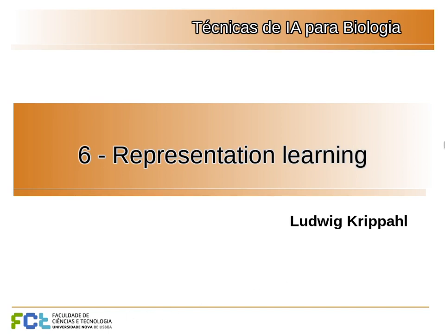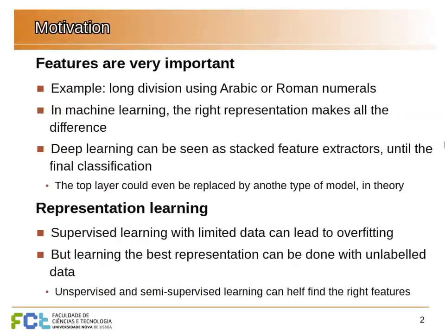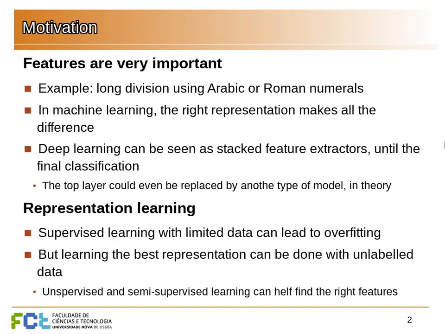So now, before I explain a bit how to do these things in practice, I'm going to generalize from what we saw with autoencoders to representation learning. The basic idea here is that the features that we have on the data, those key things that structure the data, can be very important for solving problems.